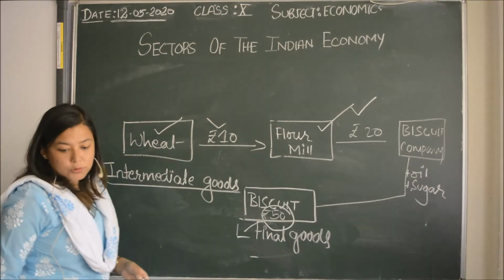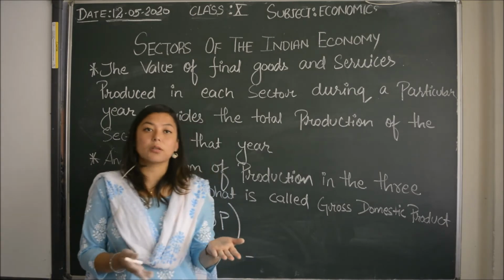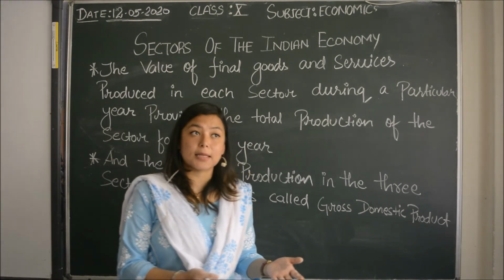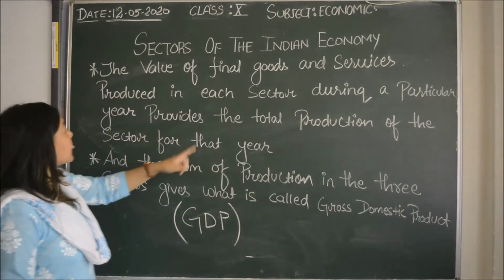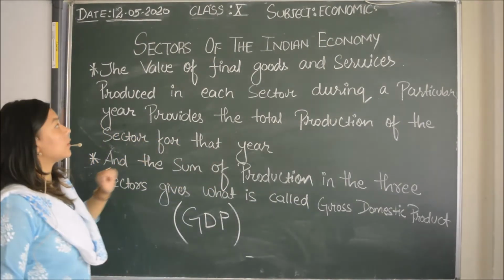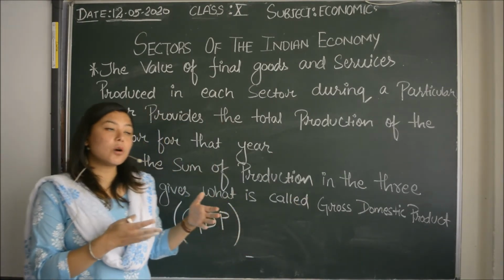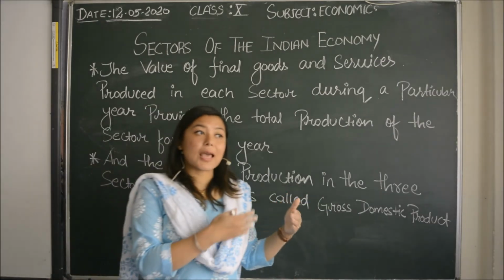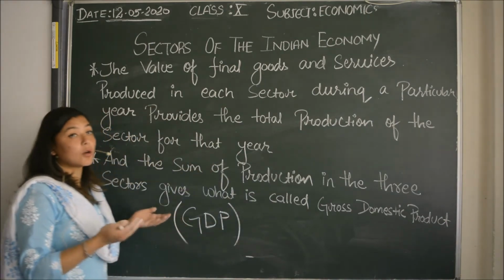Okay, now we move to the next one. So we talked about value, the valuation of goods and services. Only the valuation of goods and services is to be added, and taking that into account, we have to be very careful while adding. We need to take only the value of final goods and services. Now, the value of final goods and services produced in each sector during a particular year provides the total production of the sector for that year. So when we talk about value and about final goods and services, then we come to know about the production in each sector, how much production has been done, how many products have been produced in each sector, of goods and services.